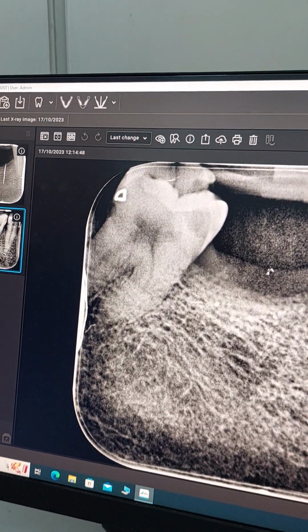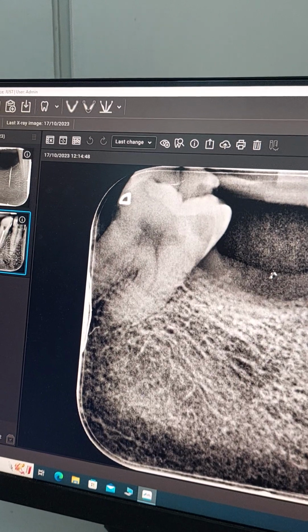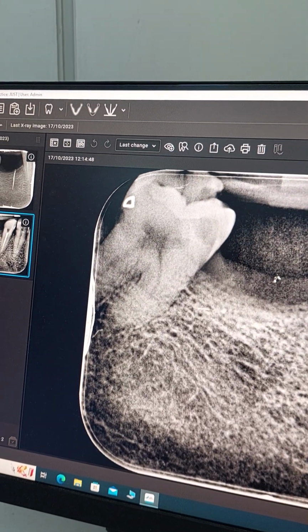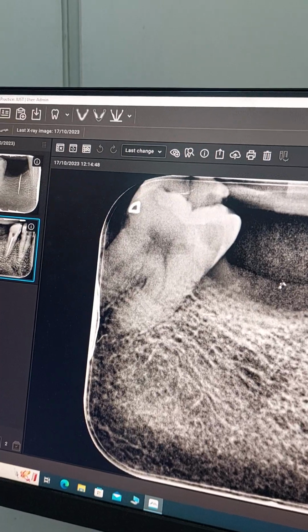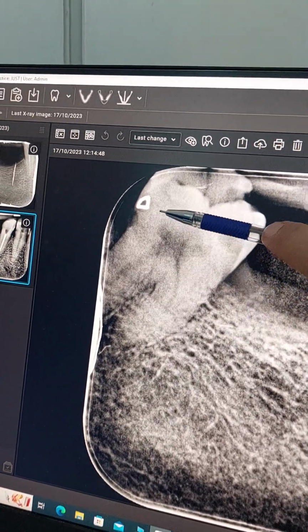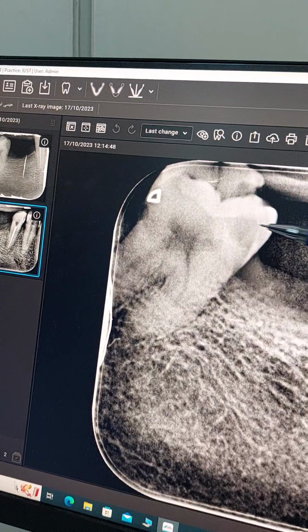Okay. But is the 7 usually tilted this much? It could be an 8. And I'm also looking at something else. Look at this. This is the 7. Okay, let's take this as an occlusal width.